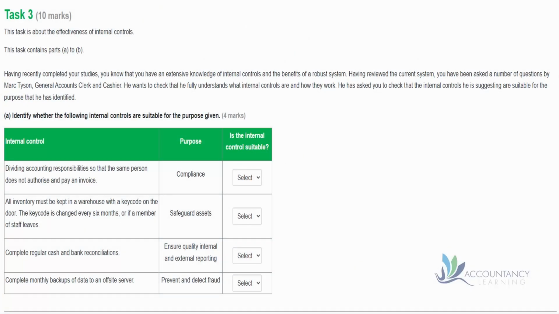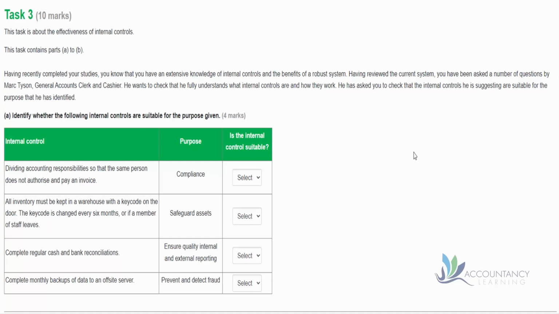This is a debrief of task 3 of the first sample assessment for internal accounting systems and controls. So we're told that having recently completed your studies, you know that you have an extensive knowledge of internal controls and benefits of a robust system.